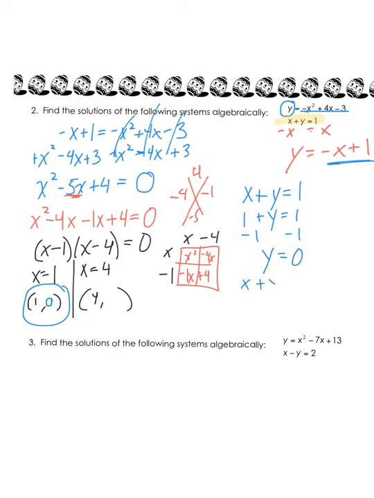x plus y equals 1. My other x value was 4. Subtract 4. I'm looking at y equals -3. Yay, there's my other point.